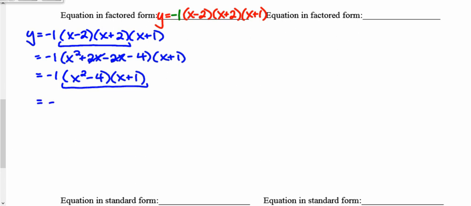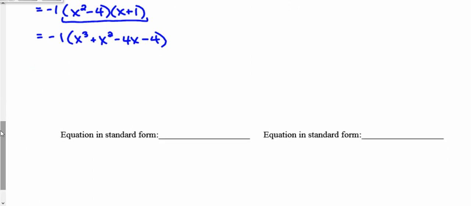That -1 stays out in front. And then this would be x to the third, which is a good thing because remember this was a cubic, so I want to see that x to the third. Then that would be plus 1x squared, and again I'm just foiling. And I don't see any terms that I can combine here. So the last thing I'm going to do to write my final answer is I'm just going to distribute that -1.